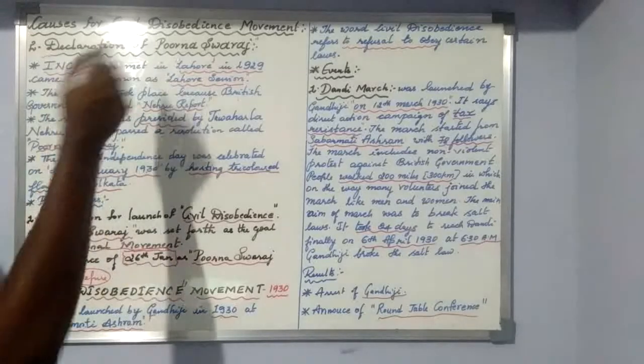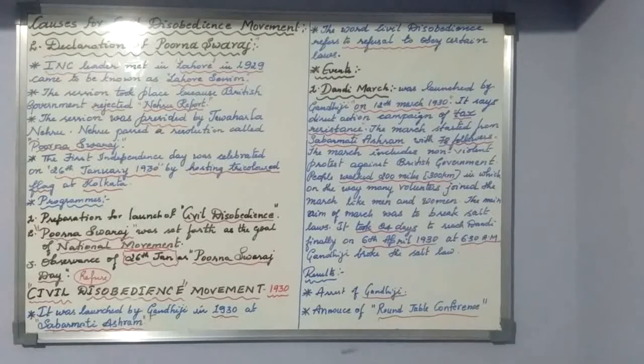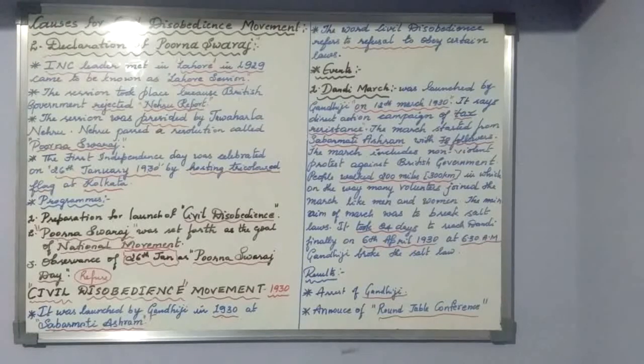So straight away we went to the declaration of Purna Swaraj, and straight away we started with the civil disobedience movement. Till here you can go through it. Next class we will go with a new concept, the round table conference, and by discussing the round table conference we will end this lesson. Then we will go with the new lesson, Towards Independence. Just go through it. If you have any doubts, let me know in the next classes, or else we will move with the new concepts. Thank you.